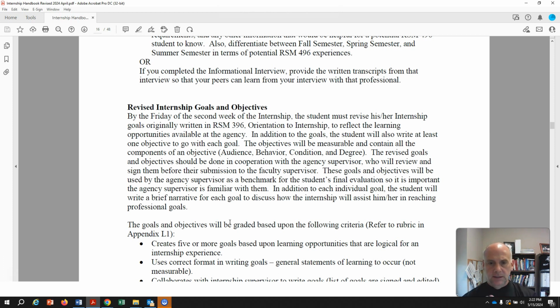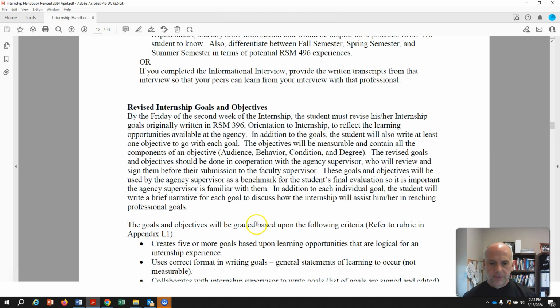And as we talked about in 396 earlier, those goals and objectives are a starting point of helping you understand what you want to get from the experience, and then expressing that to your site supervisor. So your site supervisor does have to sign off on these goals and objectives to show that they read them and understand what you're trying to get, so that they can help you get to those. We're going back to what skills you want to come away with from your internship. And now your site supervisor is aware of them and can help you work towards those.